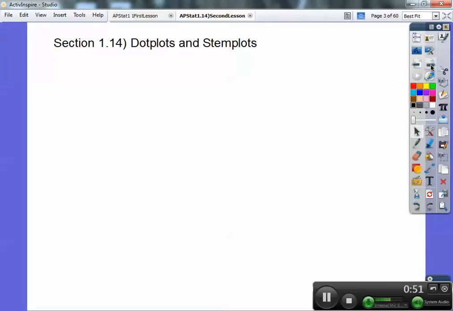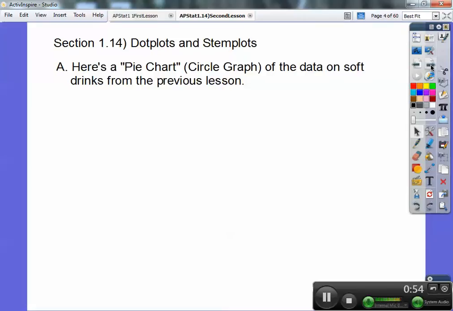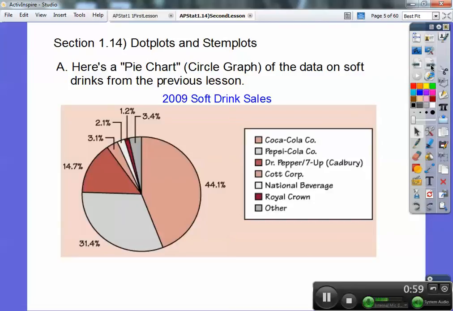All right. So dot plots and stem plots. Here we go. So here's a pie chart, which is a circle graph of the data of soft drinks from the previous lesson. If you're in my class, you don't have to write this down, you guys. I just want to describe it to you real quick. Coca-Cola was the big one right here. Remember, a circle is 360 degrees. So I would take 44.1% or 0.441 and multiply it by 360, and you get like 158 or 159 degrees. So that's how many degrees opening this one would be. Then Pepsi would be this one over here. So 360 again times 0.314, and that'd be how many degrees opening this one would be, and so on. So you'd be moving your compass around to make those certain degrees.